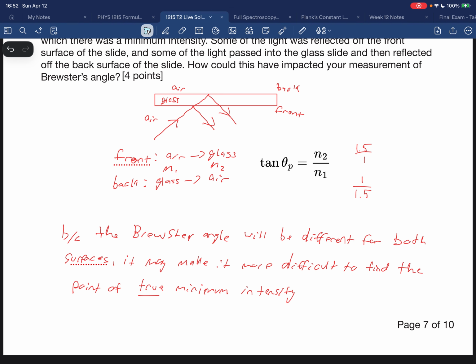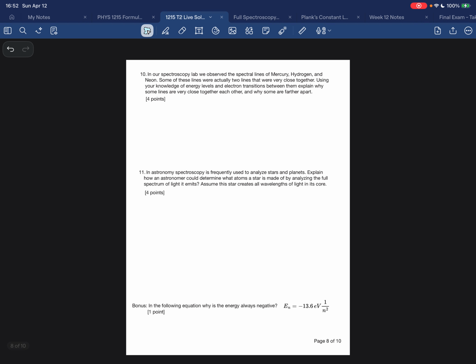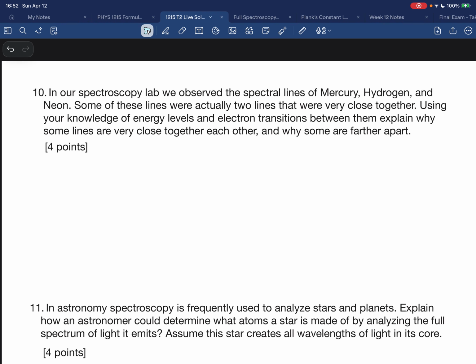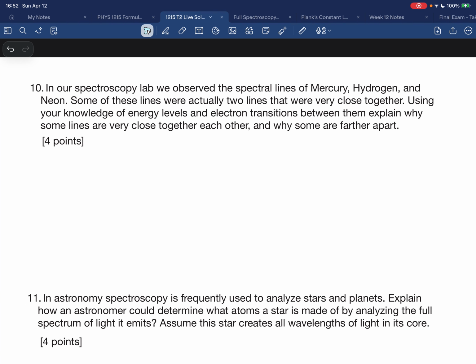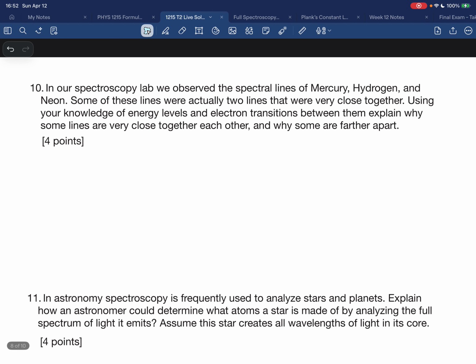So those were questions 8 and 9. And our last couple of questions for the test here, starting with number 10. In our spectroscopy lab, we observed that some of the spectral lines of mercury, hydrogen, and neon were actually two lines that were very close together. Think of the yellowy, orangey lines on mercury. They were very, very close together. They are a good example of that.